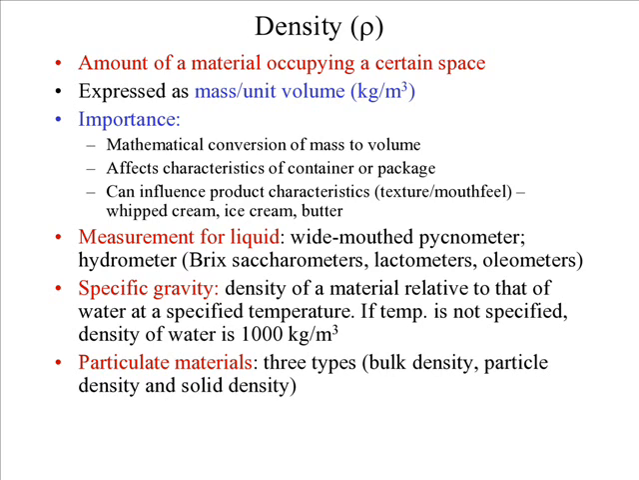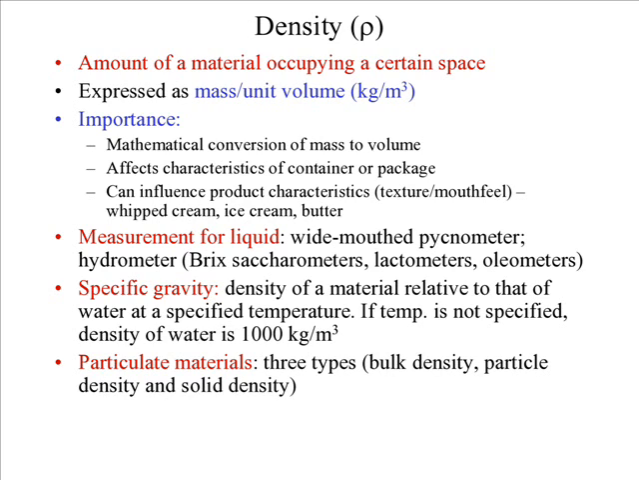When you're measuring for a liquid, you can use a wide mouth pycnometer, a hydrometer, other types of equipment, and the specific gravity is actually the density of a material relative to that of water at a specified temperature. If the temperature is not specified, the density of water is 1,000 kilograms per cubic meter. And so the specific gravity is actually a ratio in terms of the material to water.